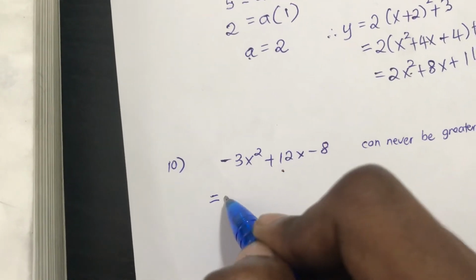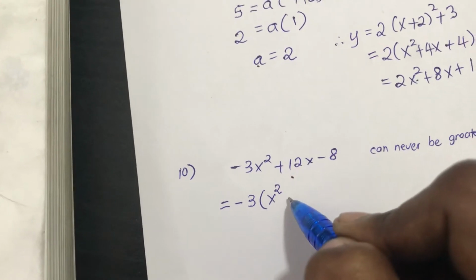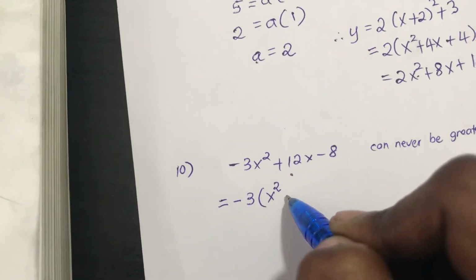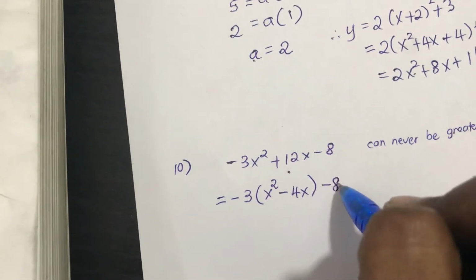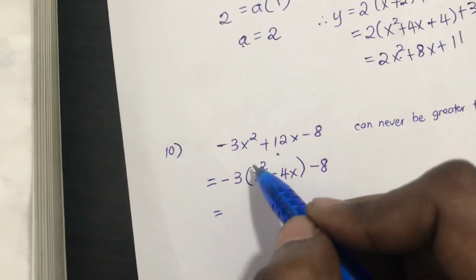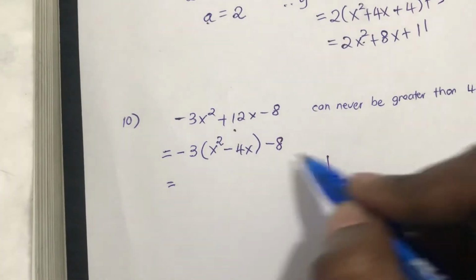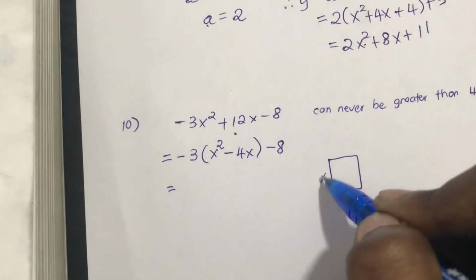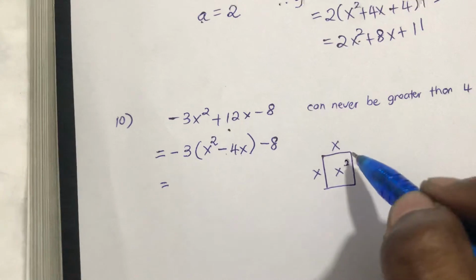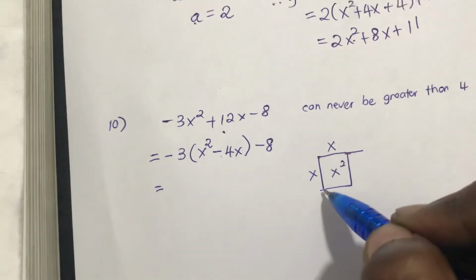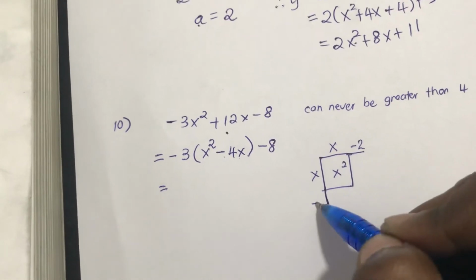First step is you take out the negative 3, factorize, and will you write negative 4x or positive 4x? Negative 4x minus 8. Okay, now my aim is to shrink this. So I'm going to do the box method. What is x squared? Okay, x squared means I have an x here and an x here. I got an x squared here. Then I have negative 4x over here, right? So I want to distribute that equally because my aim is still to maintain the square. So you put negative 2 here, you put negative 2 here.